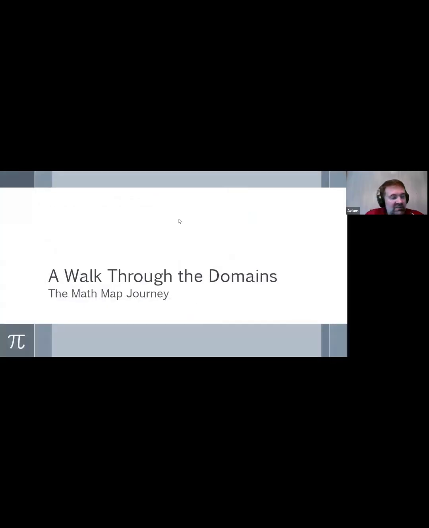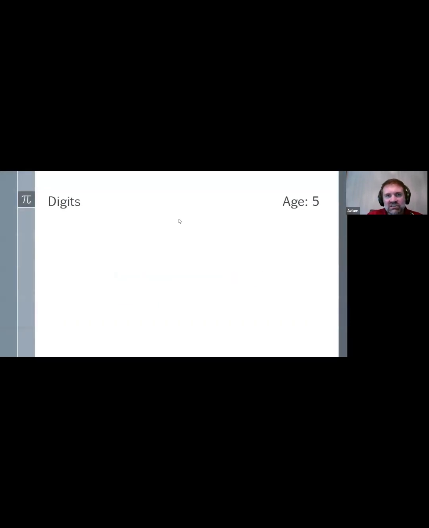So let's take a walk. We're going on a map. We need our map. We're going on a journey. We're going to walk through the domains in order to better understand the subset of numbers we're going to be dealing with per year. So let's start with digits. That's approximately age 5, where supposedly they're going to start.